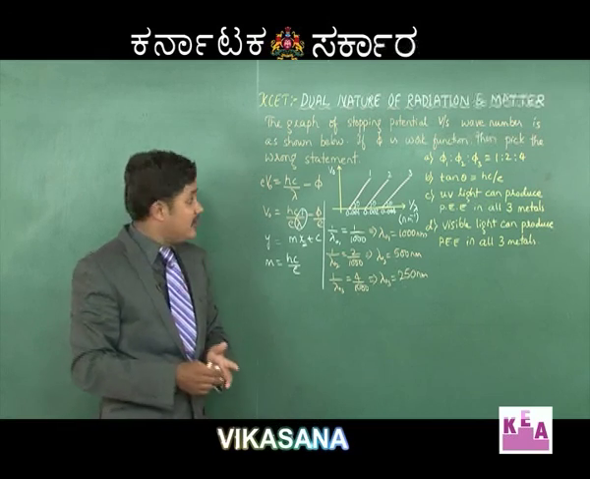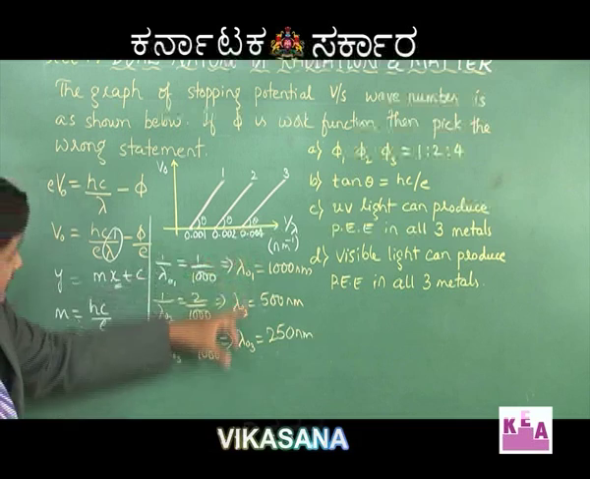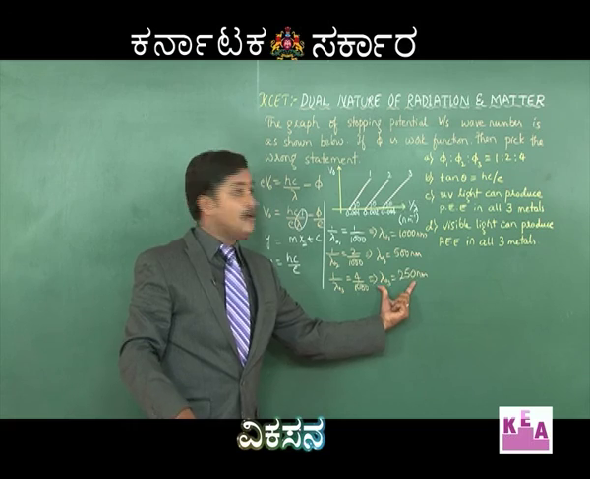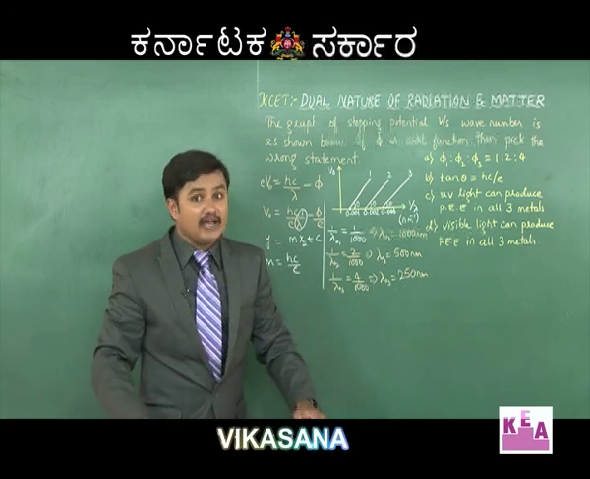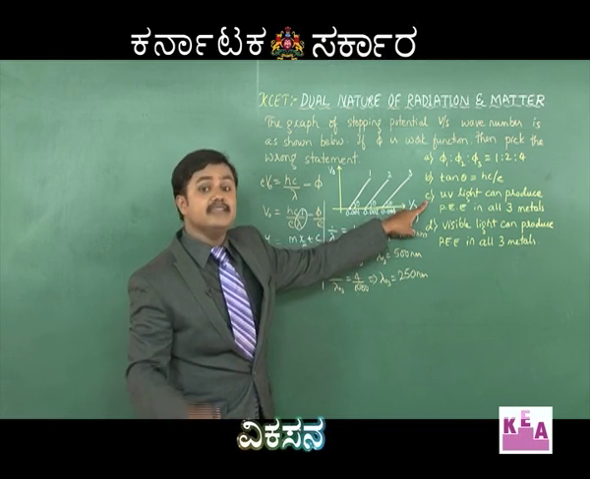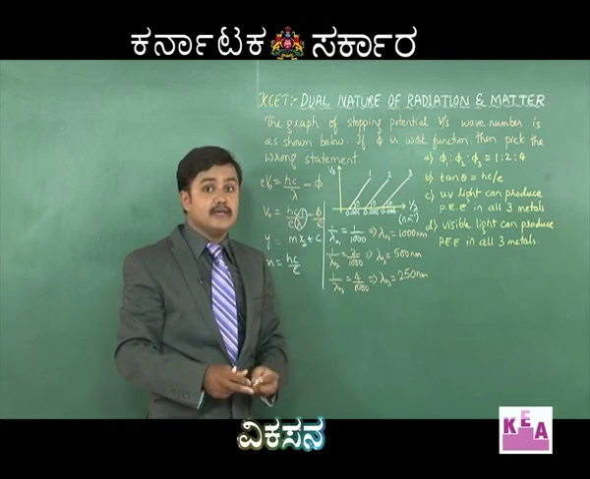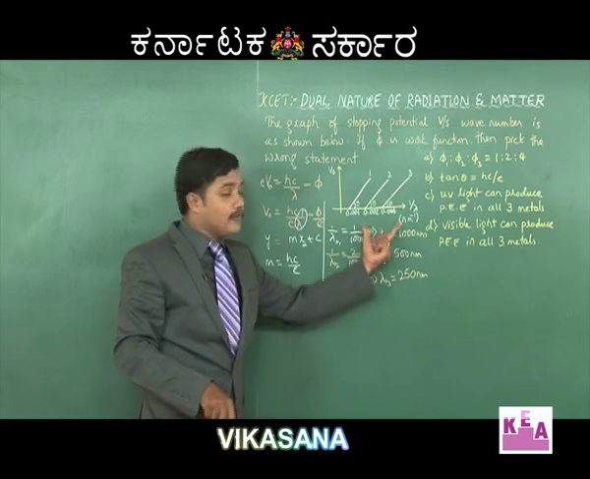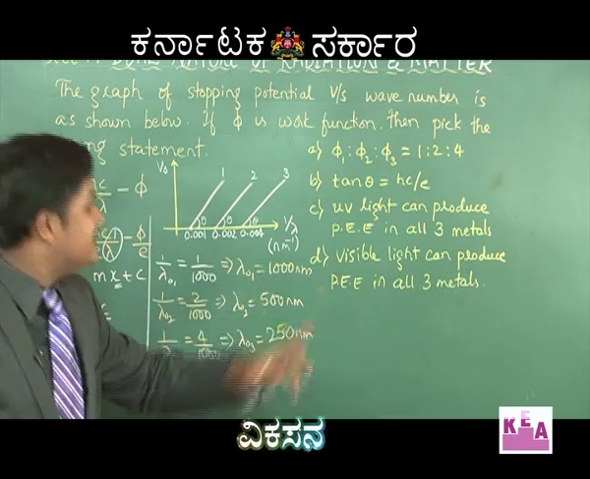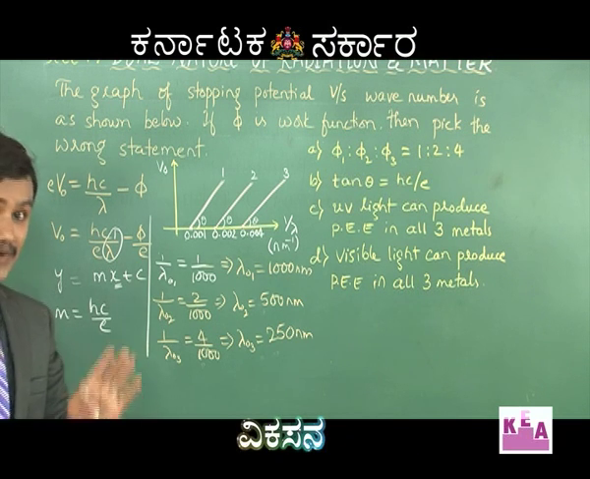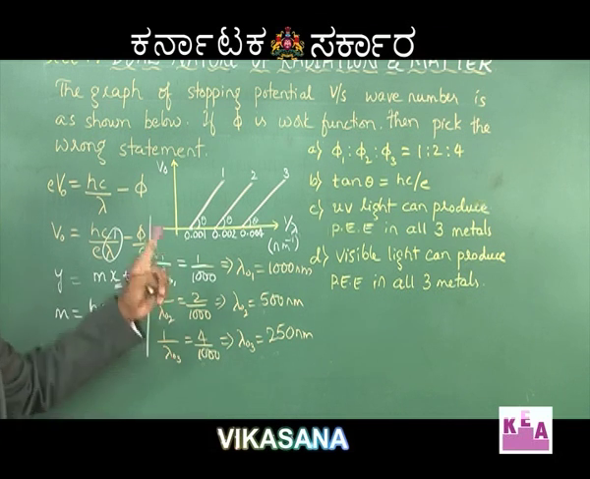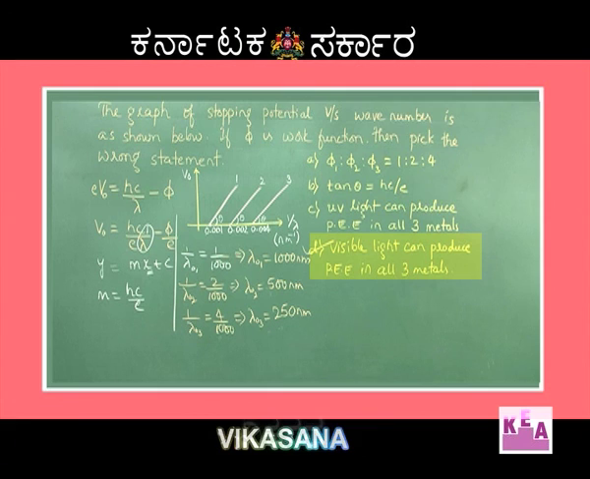So to produce photoelectric effect in all three metal plates, the incident light should have a wavelength less than 250 nanometer. Obviously, visible light cannot have wavelength less than 250 nanometer. Therefore, UV light is the only option out of the given options which can produce photoelectric effect in all the 3 plates. So what is the wrong statement here? Visible light can produce photoelectric effect in all 3 plates is a wrong statement, because UV light can produce the effect in all the 3 plates. So the wrong statement is visible light, option D.